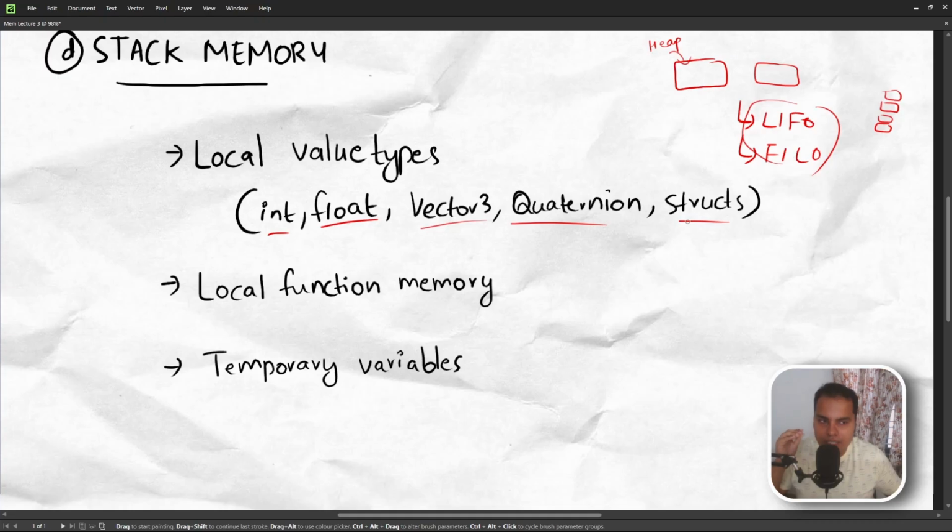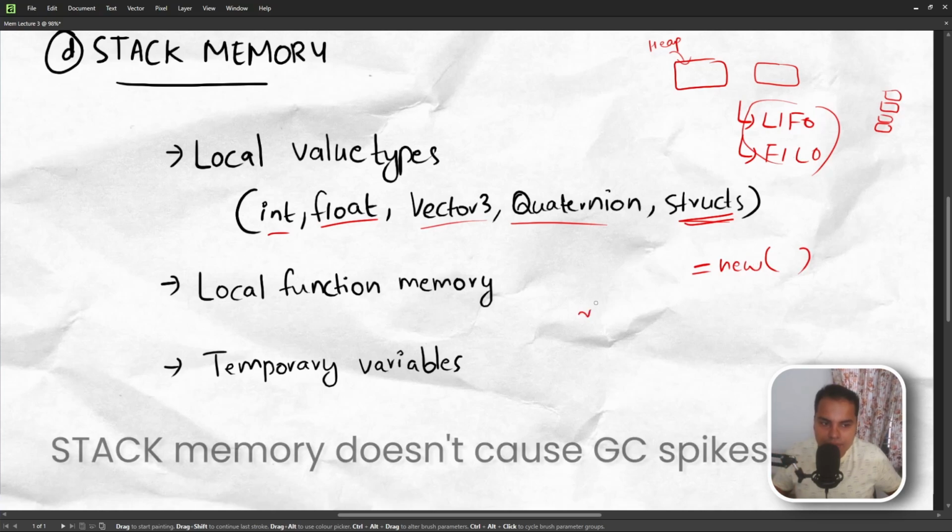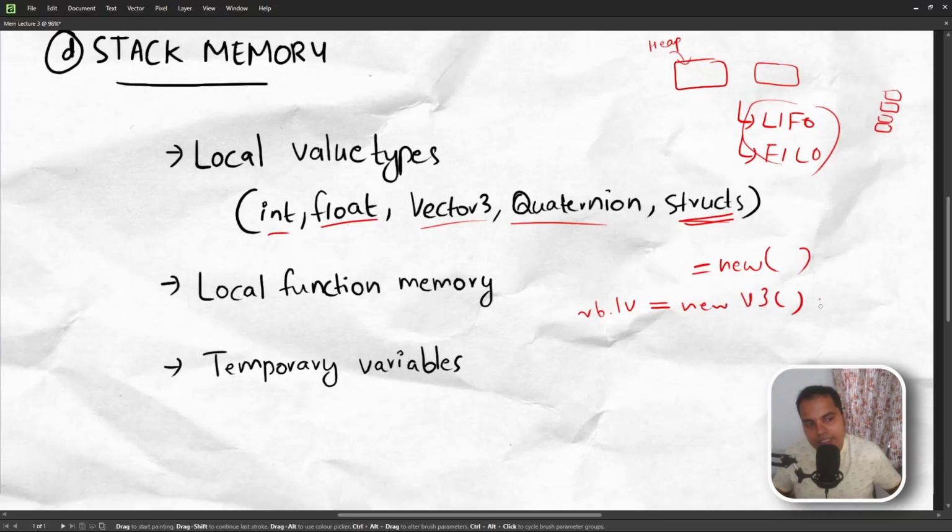Very simple. Important one is structs. Structs are value types. They're not reference types. Meaning, if you do something like new on a struct, they won't generate GC. For example, if you say rigidbody.linearVelocity equals new Vector3, this doesn't generate GC because struct is a value type. Okay, great. The same goes with things like quaternions or any struct that you make.